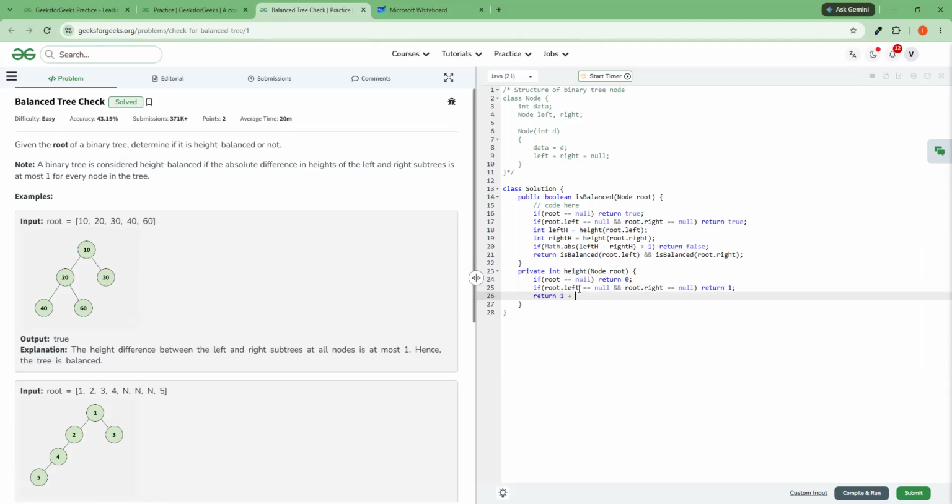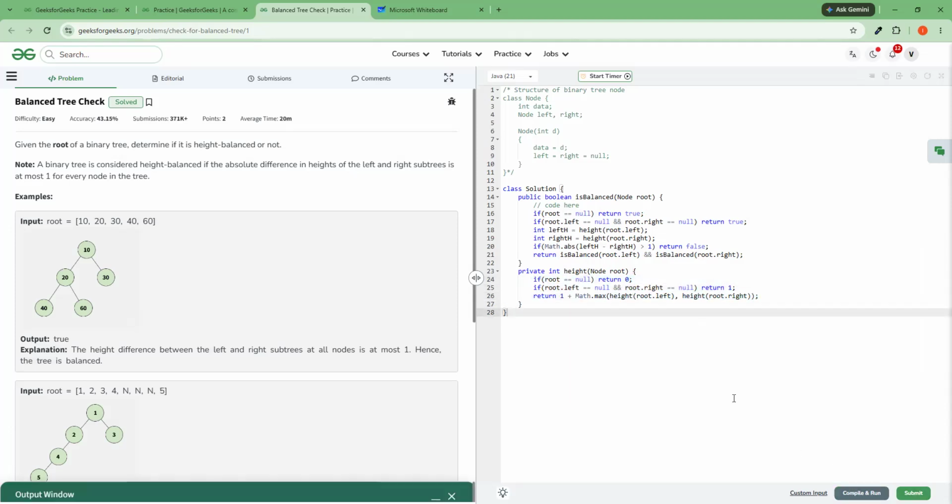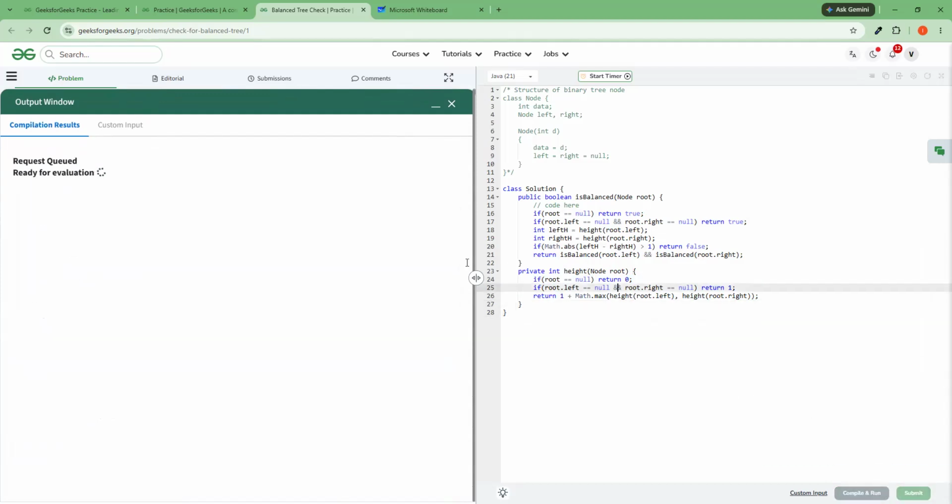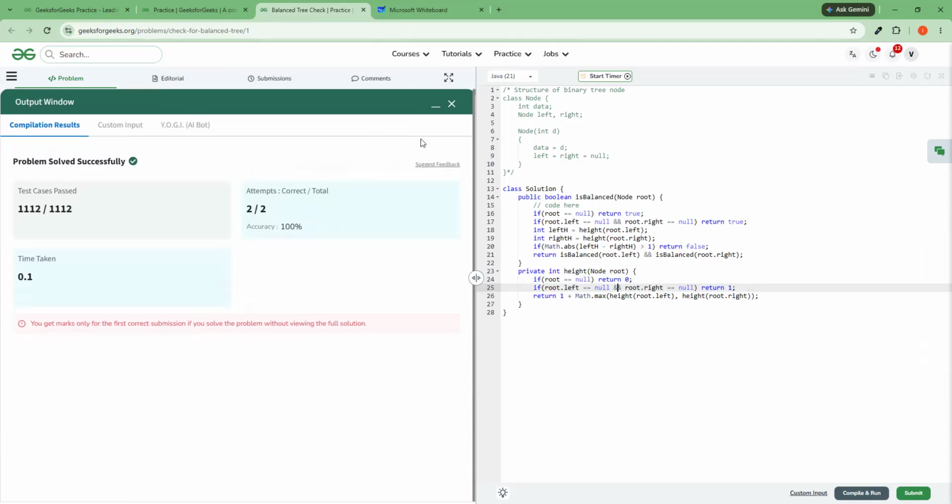for the further node, Math.max of the height of the left subtree, that is root.left, and the height of the right subtree. If you didn't understand this, I would recommend you to watch the video on how to calculate the height. So like this, we will calculate the height of the left and right subtree. Let's try to submit this. It is working. Okay, and for this, yeah, it is working.